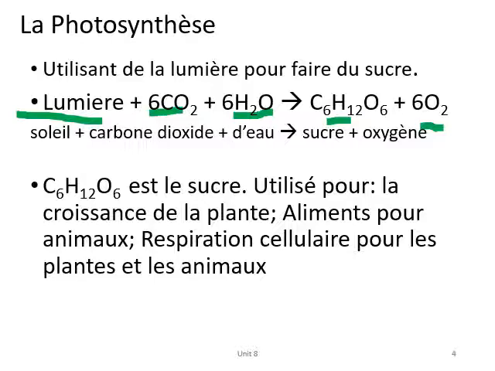The sugar for structure, you should remember from the lesson about macromolecules. It is C6H12O6. You must know that formula. This sugar is used for the growth of plants, but also food for animals. Cellular respiration is done by both plants and animals.